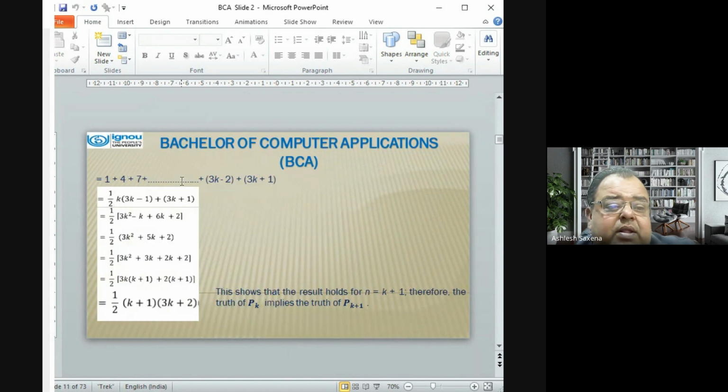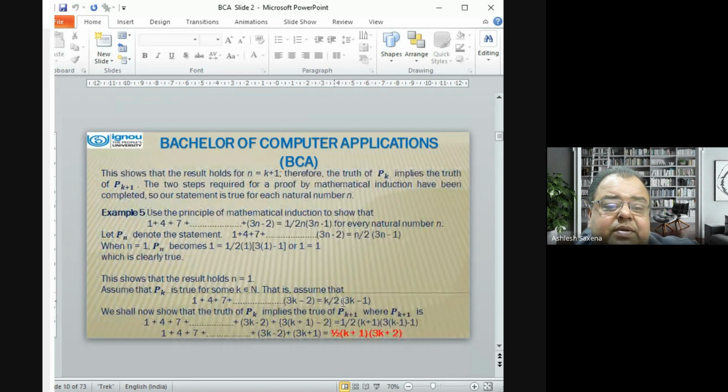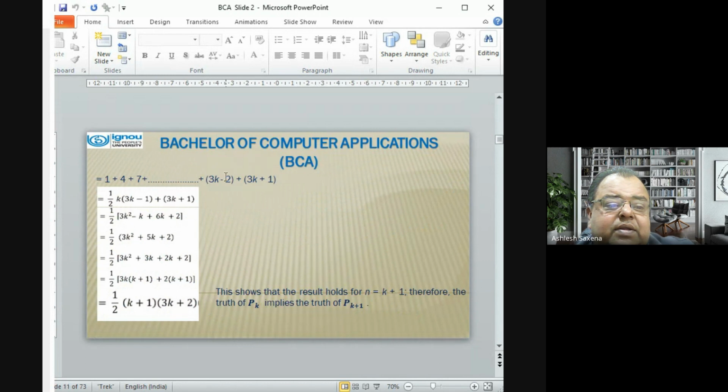You have the value of this from this step here, plus 3k plus 1. Keep 1 by 2 out and simplify it: 3k square minus k plus... I've taken the LCM of it, so that will become 6k plus 2, giving 3k square plus 5k plus 2.